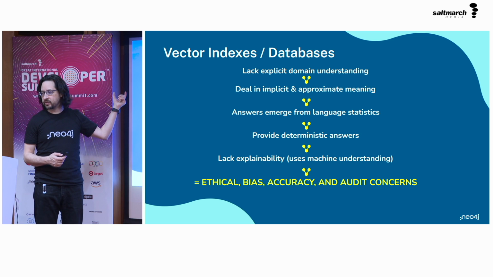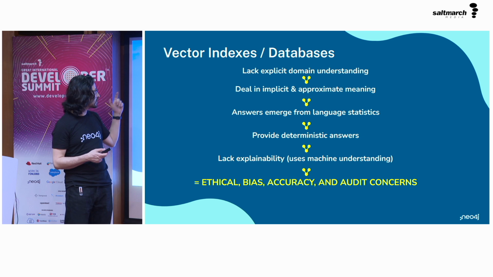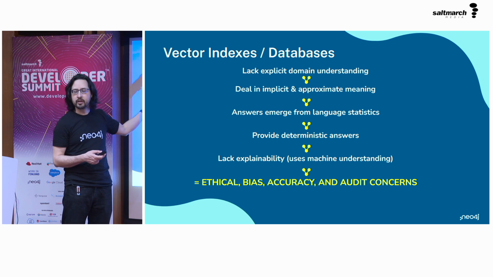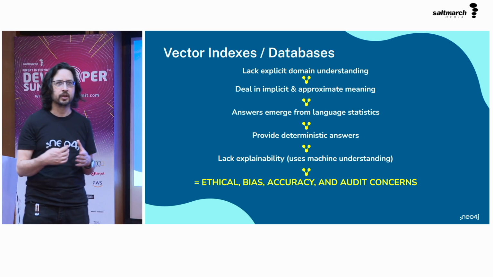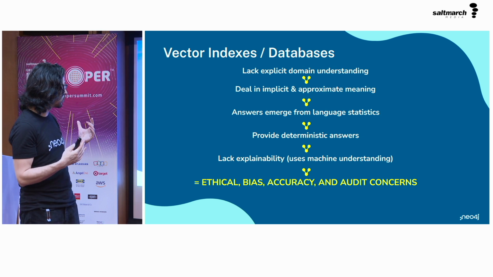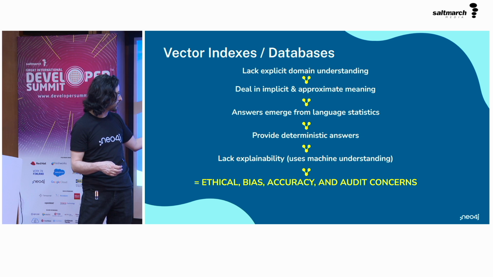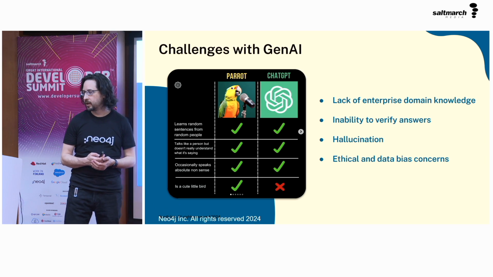Now, you can use vector indexes and databases to fix some of these issues. So this helps you to deal with implicit and approximate data. You're still using language statistics, but now vector databases give you a deterministic answer. Every time you ask the same question, it will give you the same response. So that's an improvement. But you still have a lot of the same ethics, bias, accuracy, and audit concerns because you can't explain why you're getting the answer.